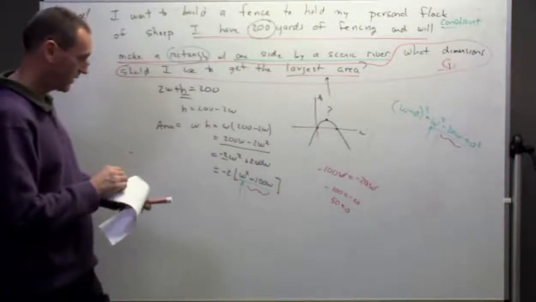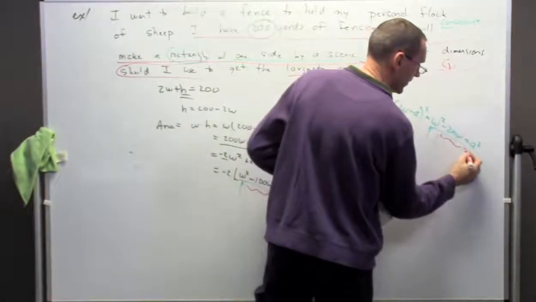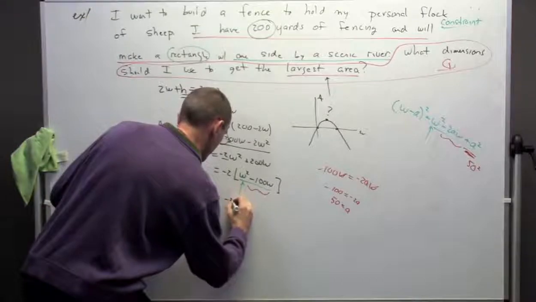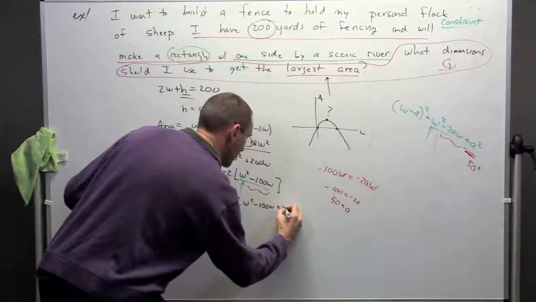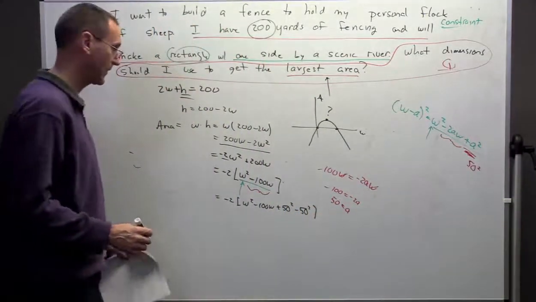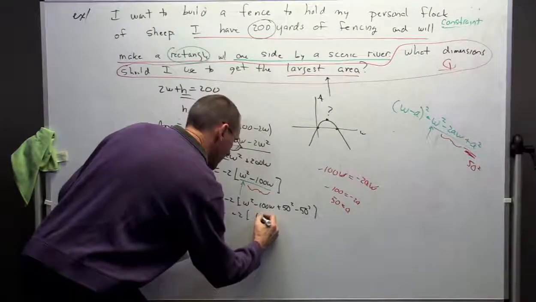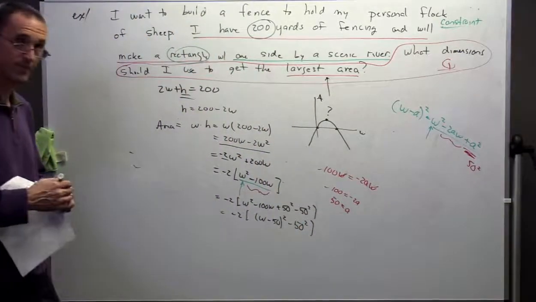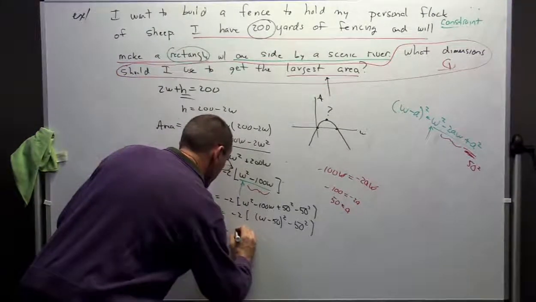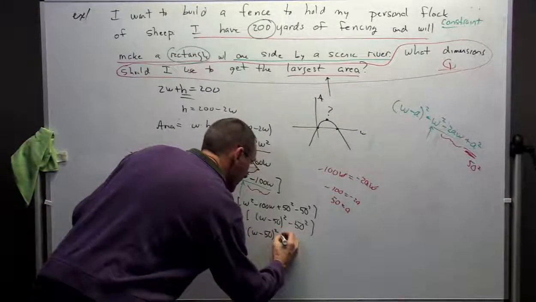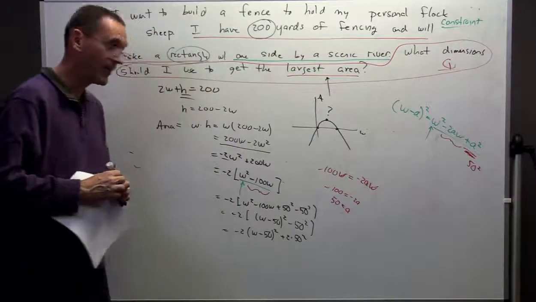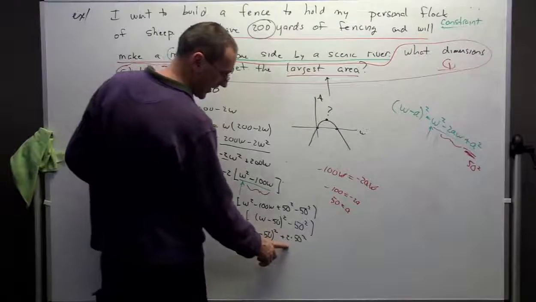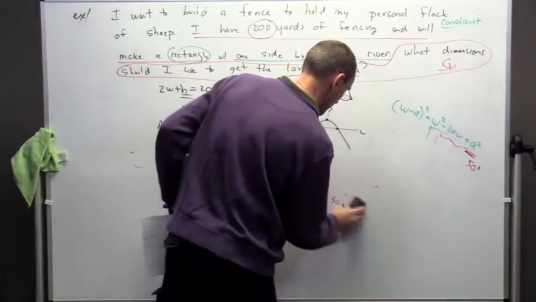Okay. So that means I need to add and subtract 50 squared. So if I do that, so I add 50 squared, but then I have to subtract 50 squared. This right here becomes w minus 50 quantity squared, okay, minus 50 squared. I multiply through by the -2. Get that? So what does this say? This says that in order to maximize the area, my w has to be 50. The maximum area that I'm going to get is going to be 2 times 50 squared. So let's rewrite all that.